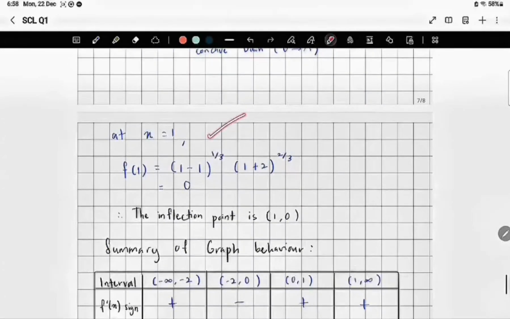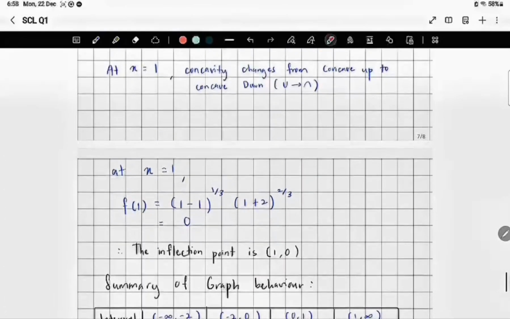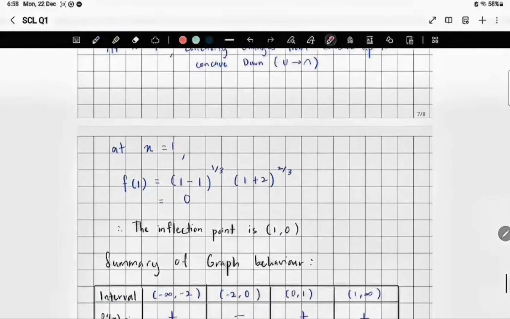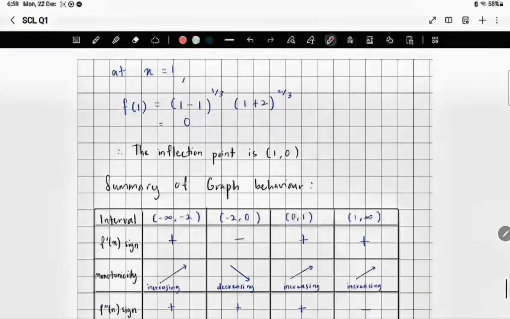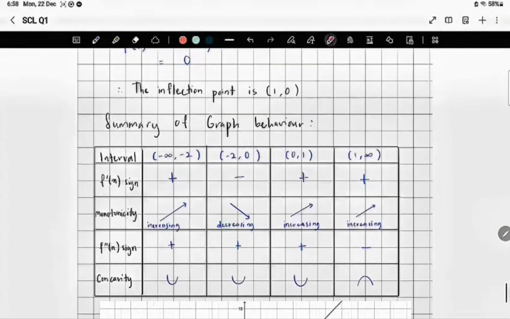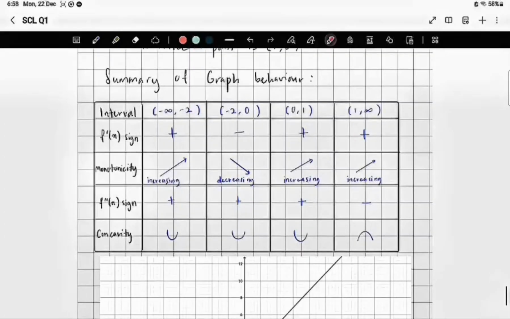So at x equals 1, we insert it in here, and we get our inflection point (1, 0). Finally, this is the summary of the graph behavior.